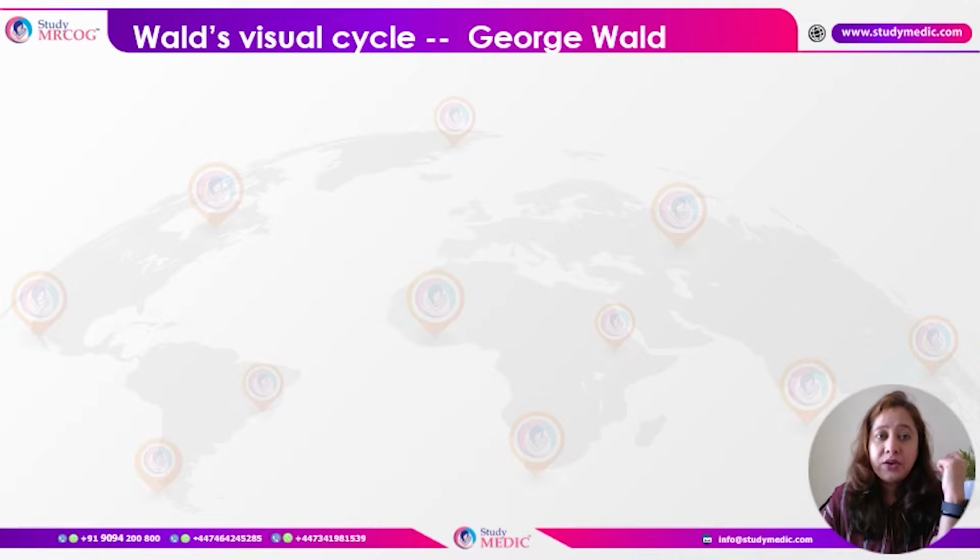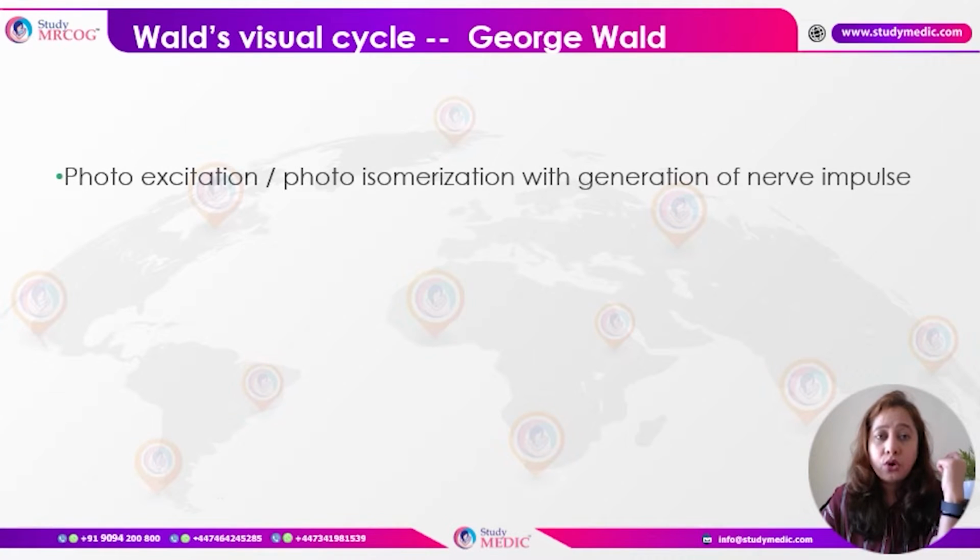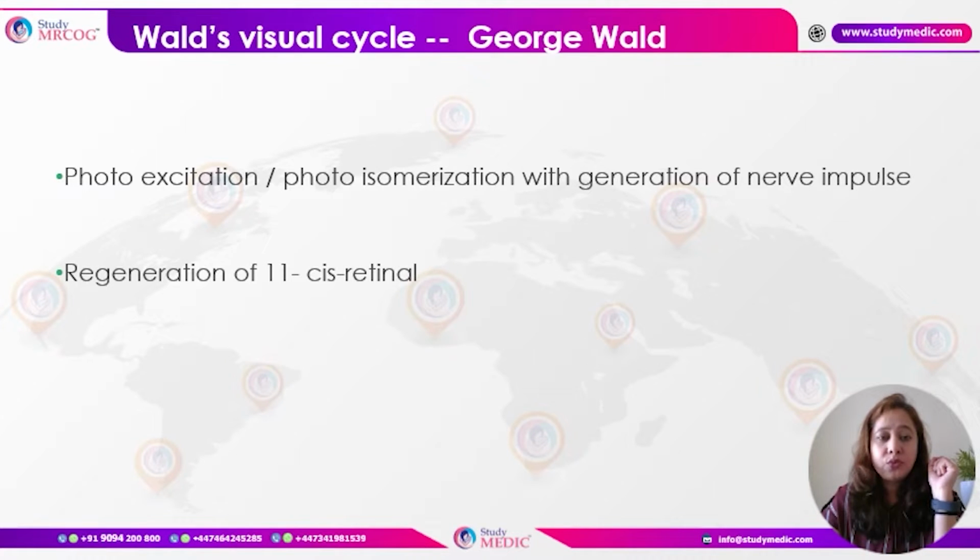Now this vitamin is a very important vitamin for vision. George Wald described this, so Wald's visual cycle. What happens is that when the light strikes our eye, the retina, there is a photoisomerization which happens in our retina, and it will generate a nerve impulse. This nerve impulse will help us to clearly identify the color, the depth, and all these things, and it will help us to see even in the dark, the dark vision.